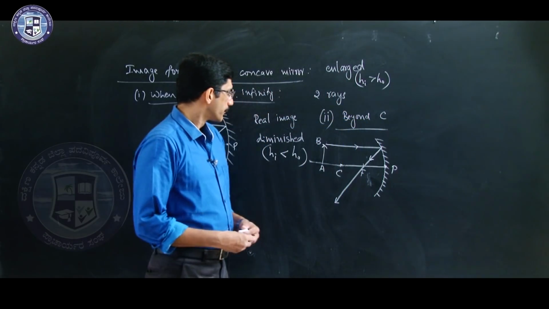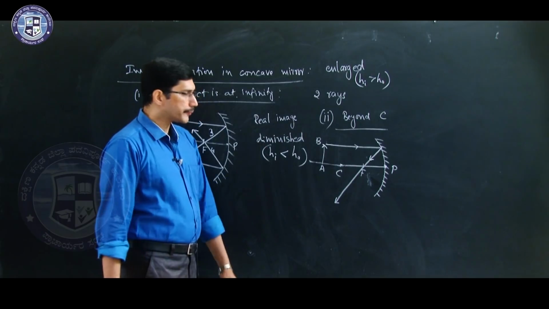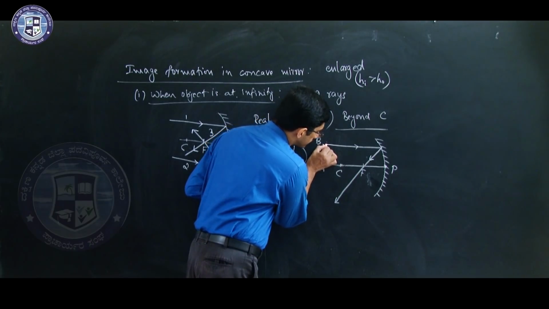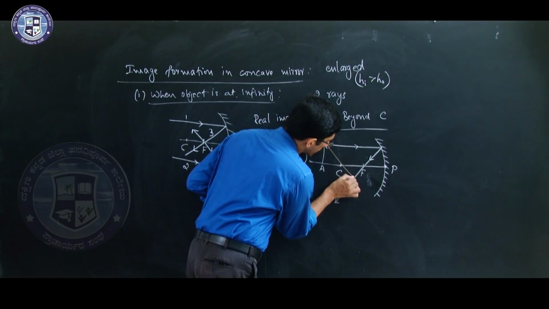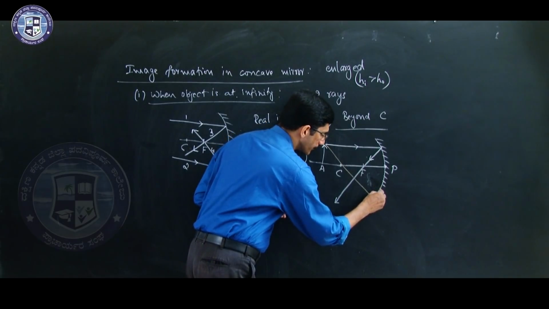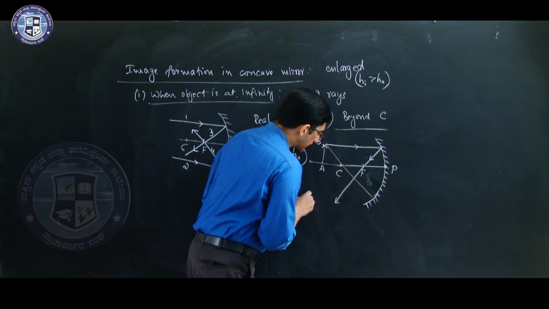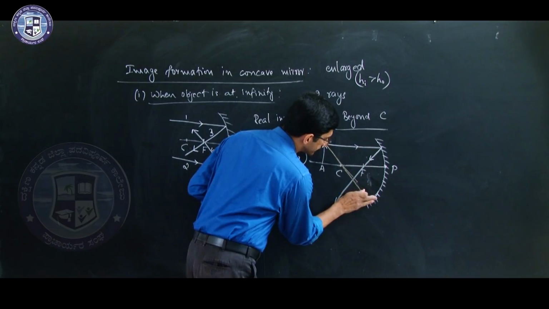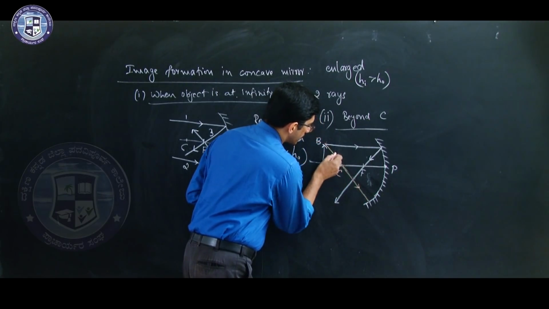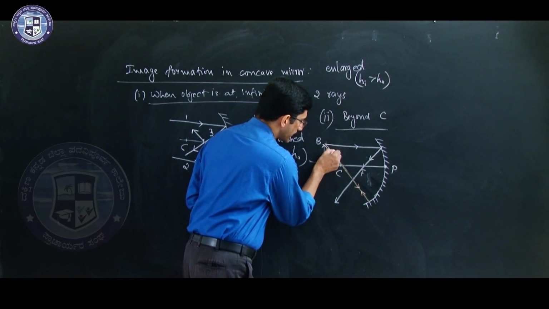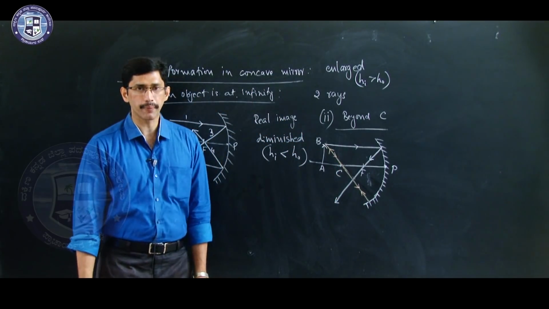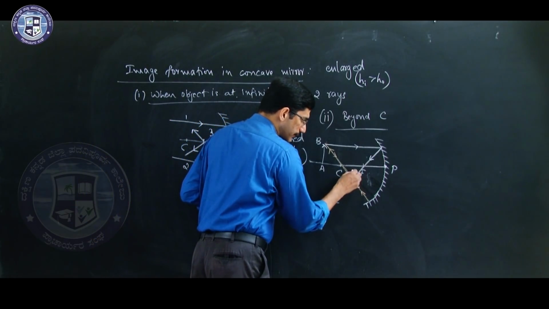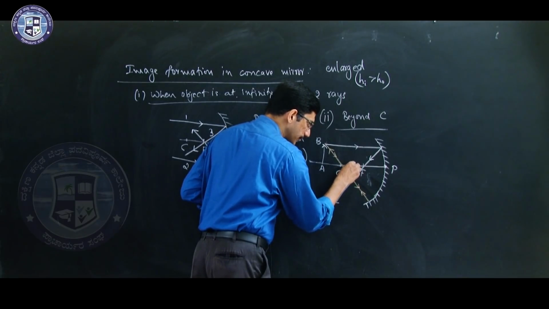Next, the second ray for the image formation is the ray which is passing through the center of curvature. You know that after reflection, the ray retraces its path. So, this is a ray which is passing through the center of curvature, and after reflection, it retraces its path, right. So, these 2 reflected rays meet at a particular point, forming the image.